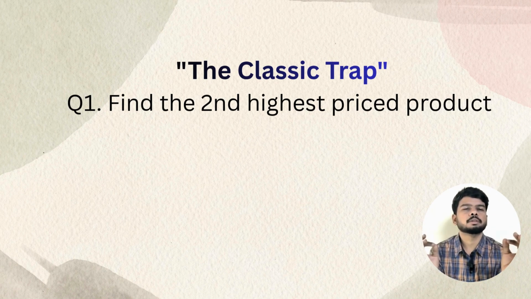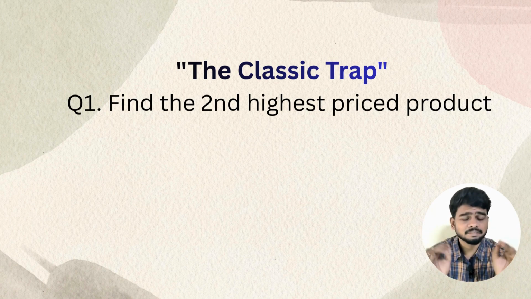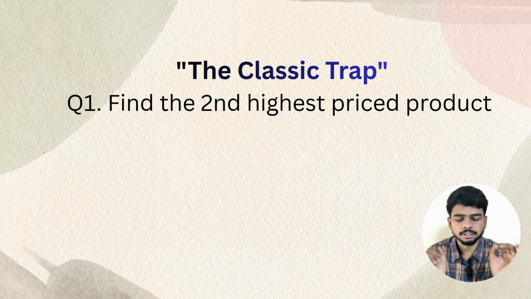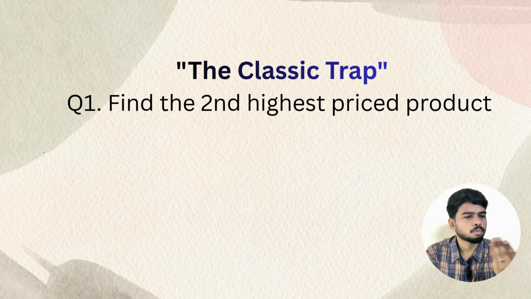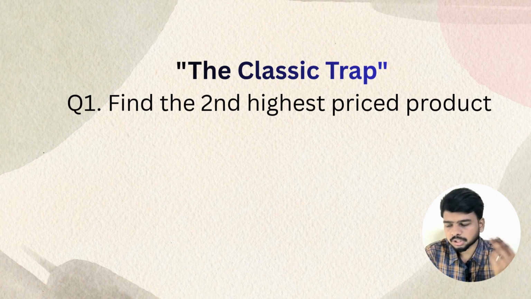Okay, so let's begin with our first question, the classic one, the classic trap for every interview round, coding round. Here it is. Find the second highest price product, not the first one, but the second one. So simple logic, we will take all the products' prices, put them in descending order and get the top one, top two, top three. So we want the top two, we'll get the top two from there, right? So let's go to Workbench and explore it and let's crack it, right?